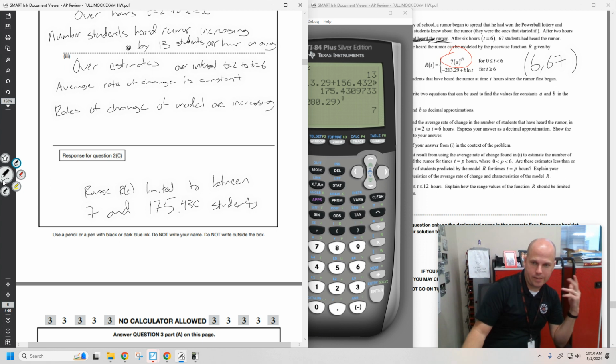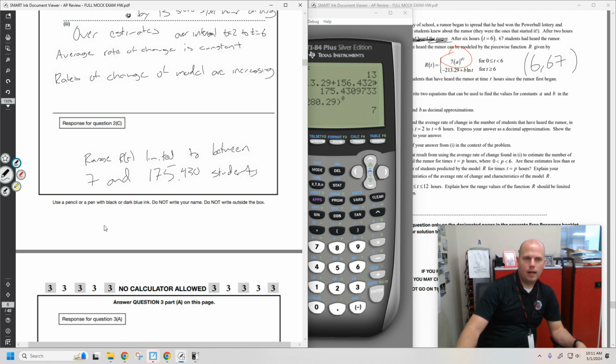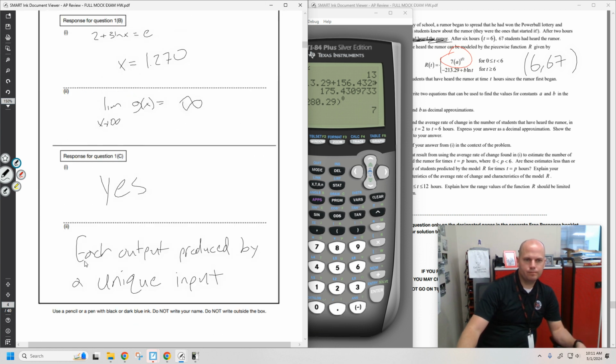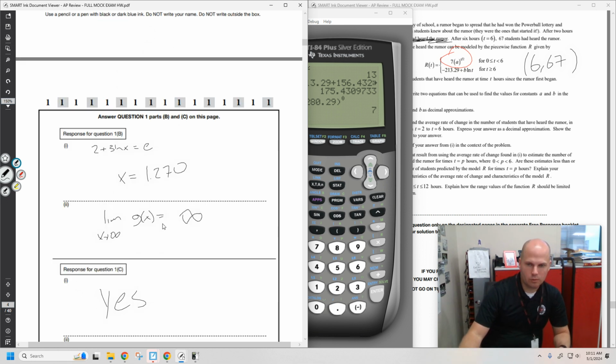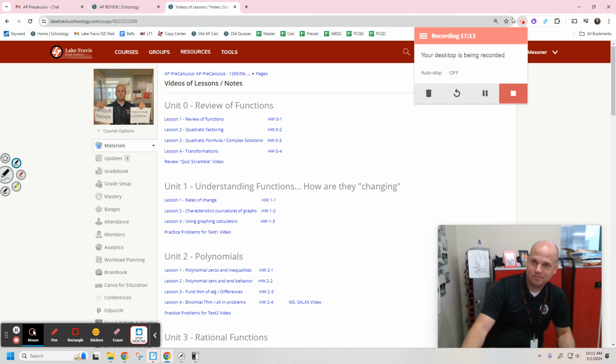And that's going to get you 12 points, or 11 out of 12 points. Don't drop points here. Less is more. Don't forget about outputs produced by unique inputs for invertibility. All right, cool. We're done with the first half. Sorry for my penmanship, but you know how it is with me. Peace.